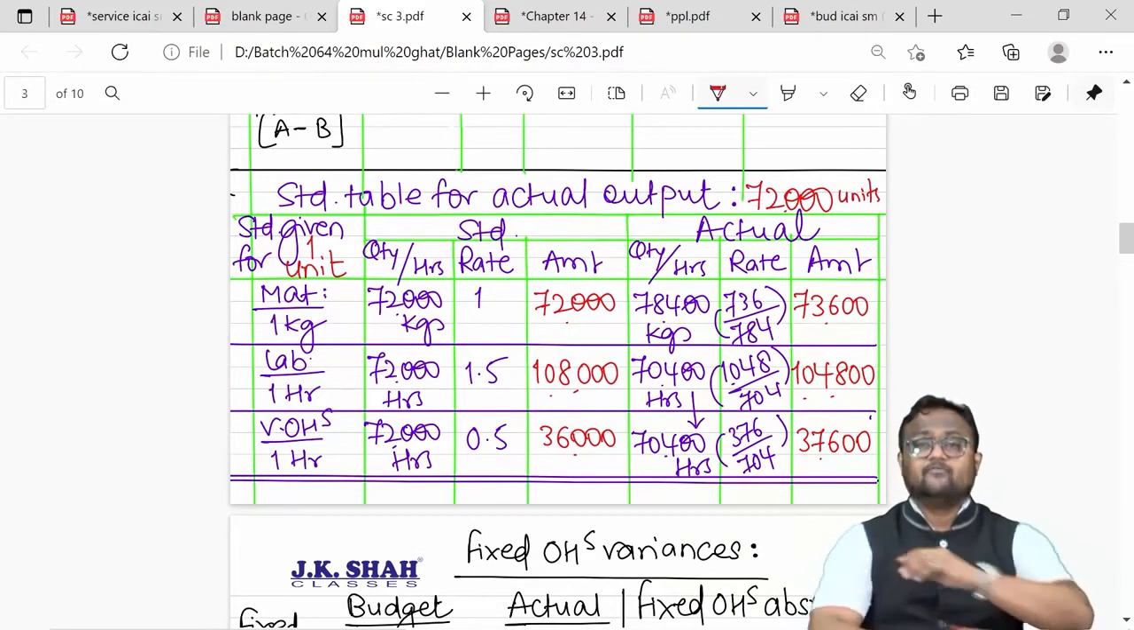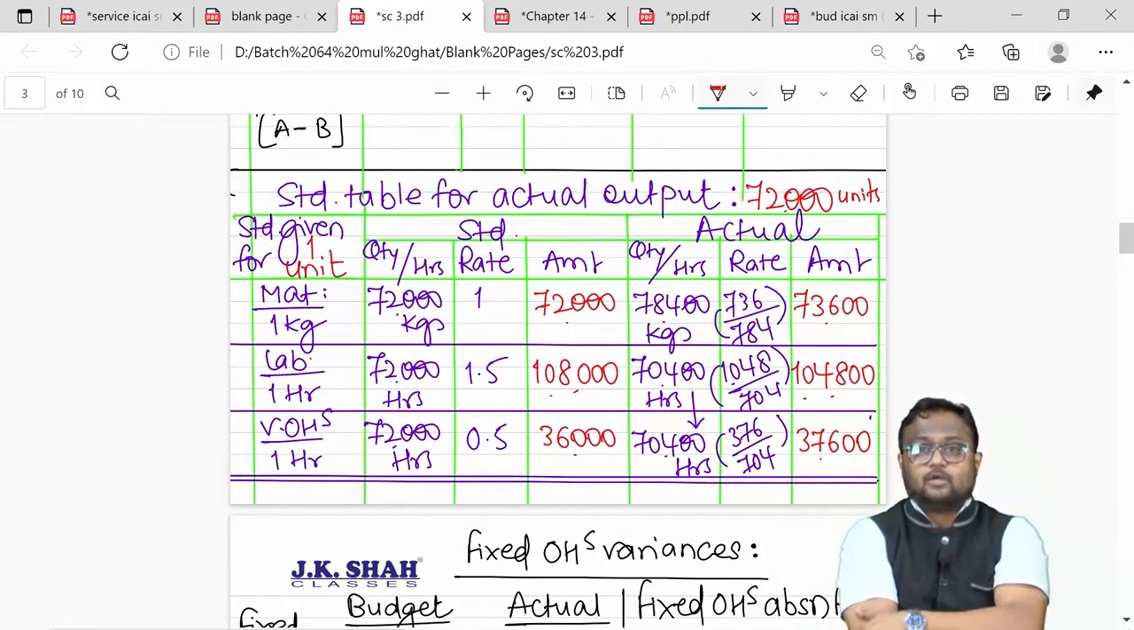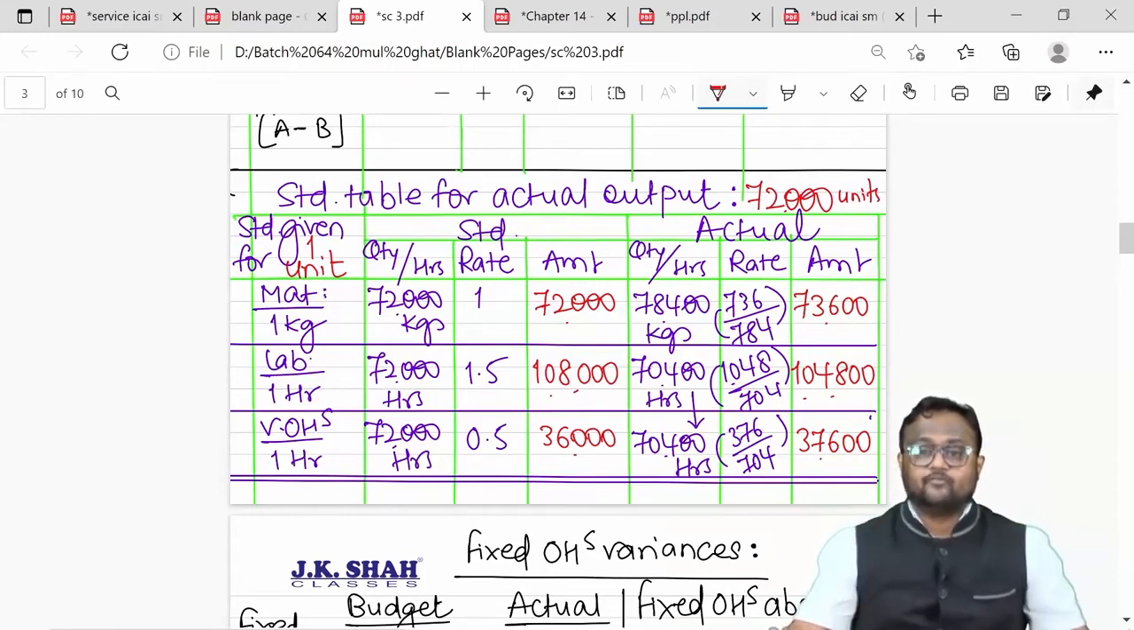Now rates, when they are giving you answer in decimals, when rates are not giving you a round figure, please do not round them off. Your answer will differ.